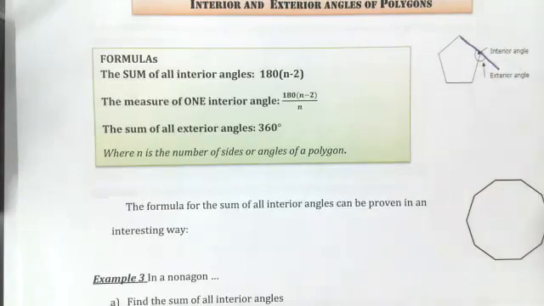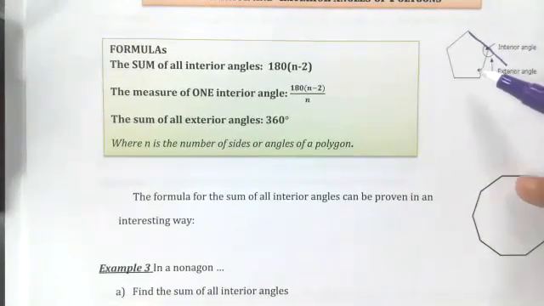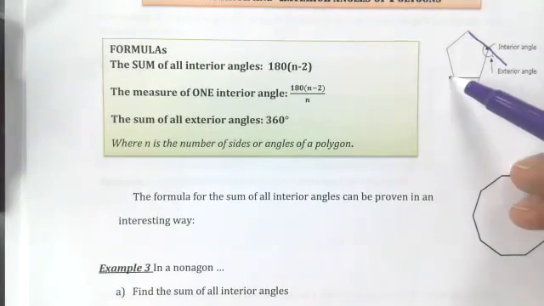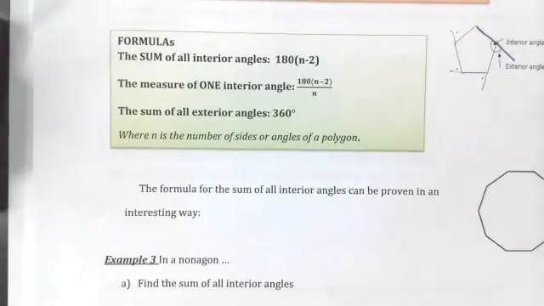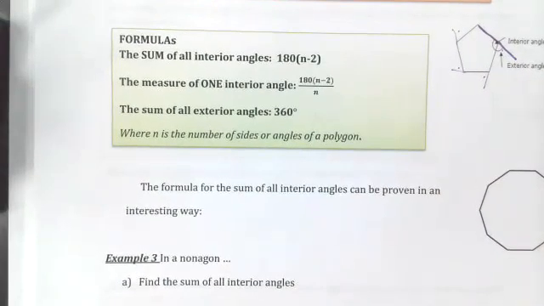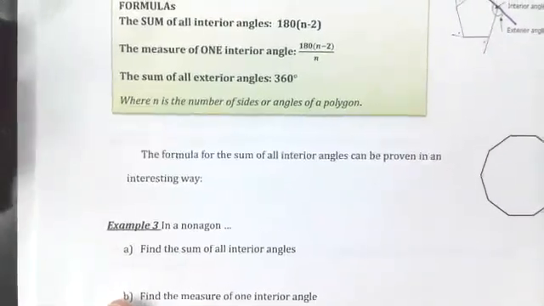Then we're going to do some questions regarding what is the measure of each of these interior angles? What is the measure of each exterior angle that forms outside? What is the sum of all angles in these polygons and such? So let's start with the sum of all interior angles.